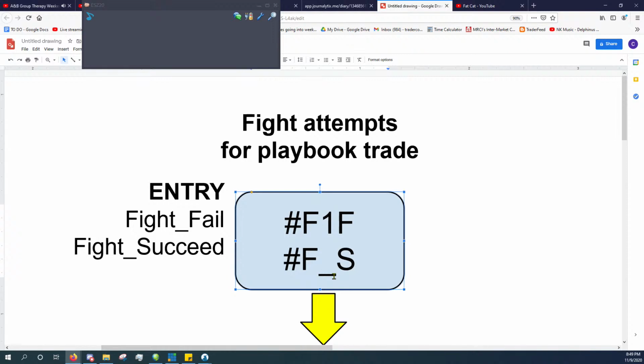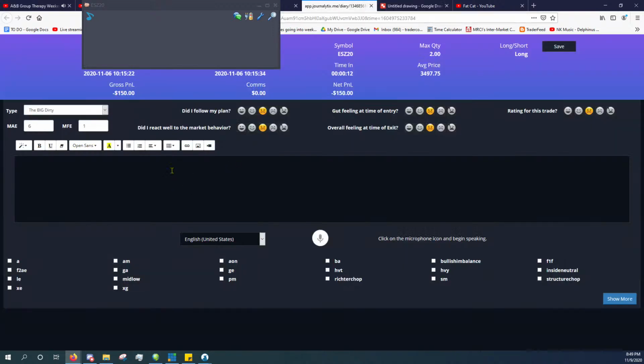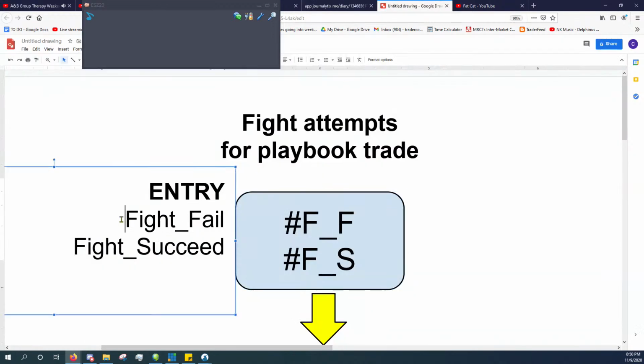So let me break it down, okay? Let me actually hashtag this. So this was a failure. I hit it and it failed. So it would be FF for failure, fight fail. I fought for the trade and I failed. So it was a fight fail.